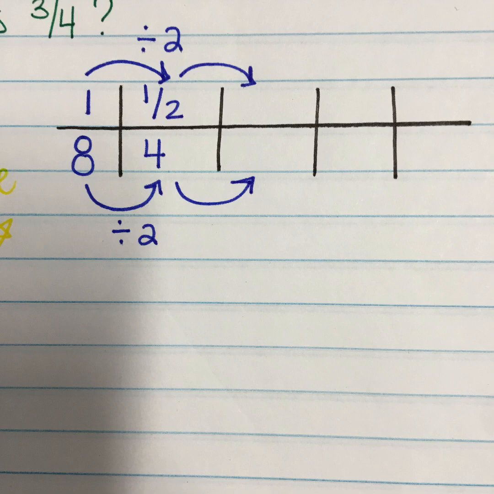What are you going to do next? Take a moment to think about it. Pause the video if necessary. Don't just wait for me to give you the answer. I chose to divide 1/2 by 2, which you can see here. I solved and got 1/4, and then I divided 4 by 2 and got 2.